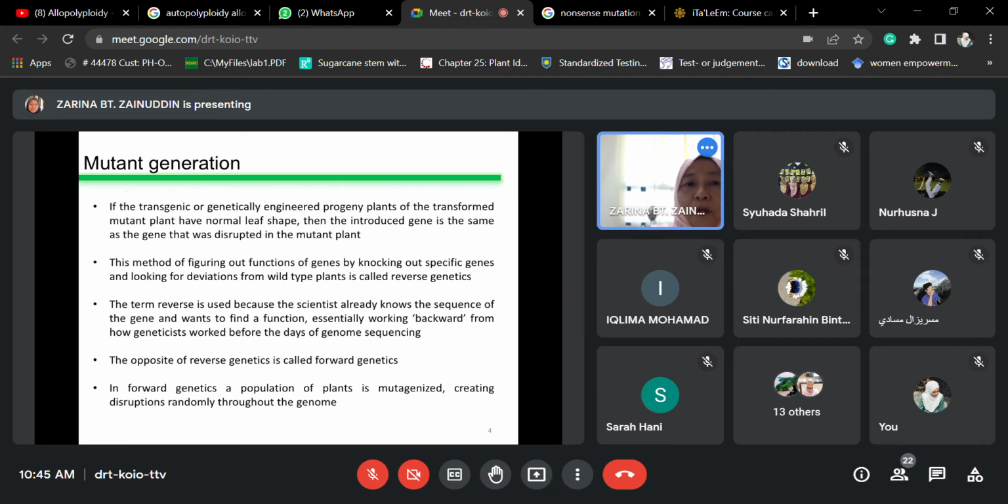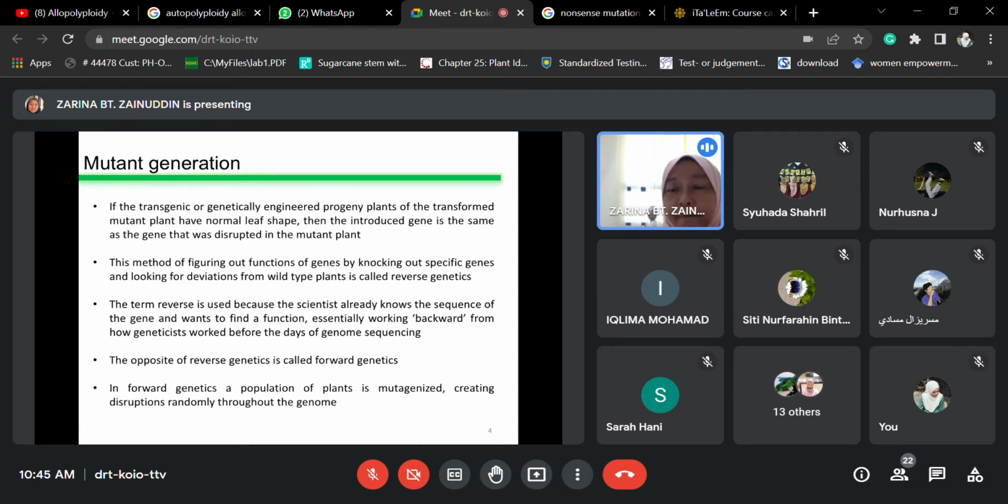Okay, understand? So if the transgenic or genetically engineered progeny plants of the transformed mutant plant have normal leaf shape, then we can confirm that the introduced gene is the same as the gene that was disrupted in the mutant plant. So this method to figure out functions of genes by knocking out specific genes and looking for deviation from the wild type, we want to see what is different from the wild type, this is what we call reverse genetics.